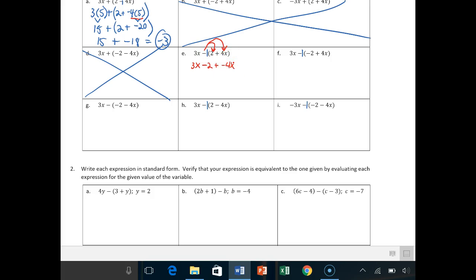And now what could I do? I could combine like terms. So 3x minus 2, or plus negative 2, is the same thing, right? This and this get combined into negative 1x plus negative 2. And now I just plug in what x was, right? So it's negative 1. Remember, x was equal to 5, which is 5, plus negative 2. And so negative 1 times 5 is negative 5, plus negative 2 is negative 7.